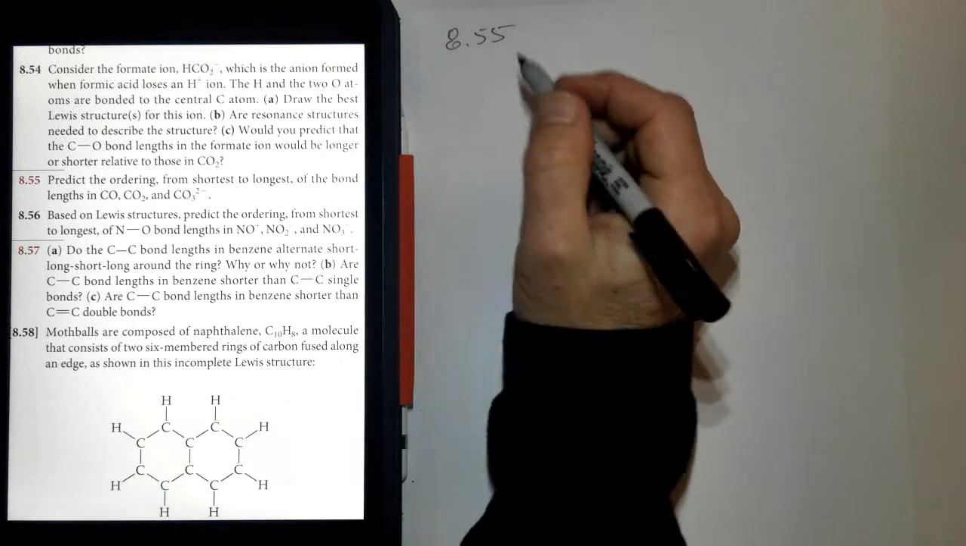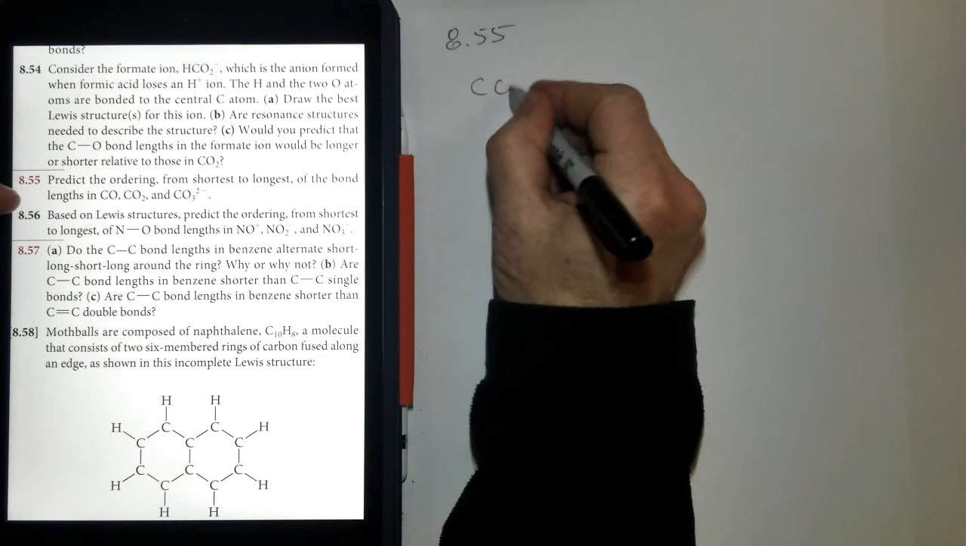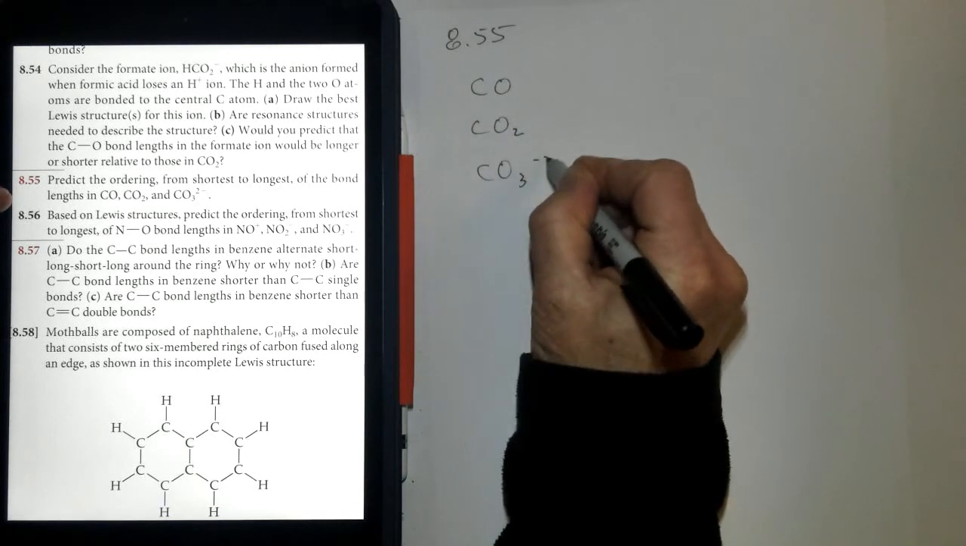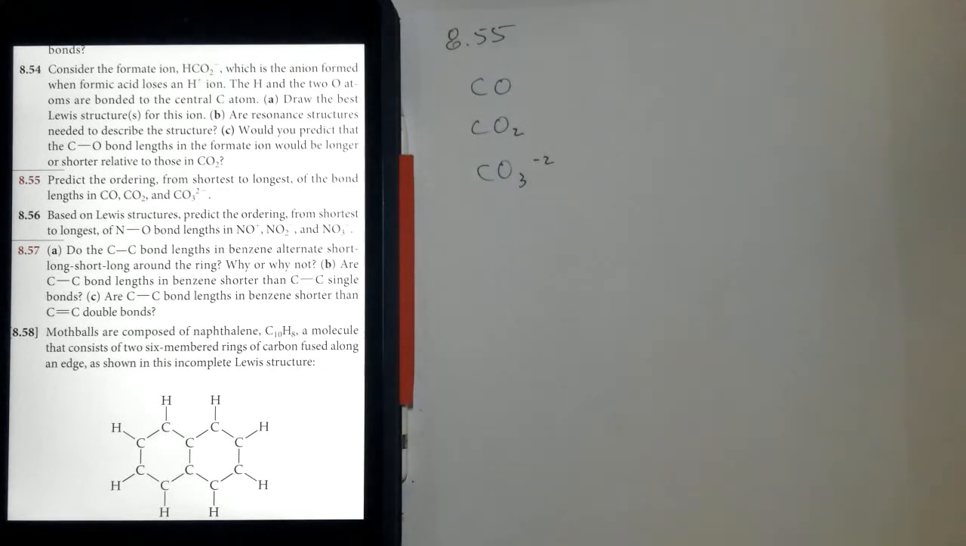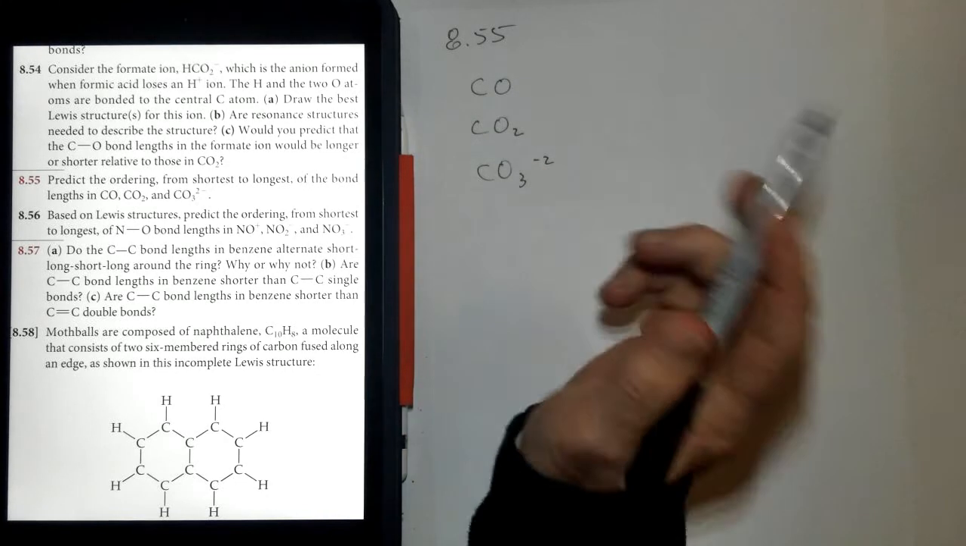So 8.55, predict the ordering from the shortest to the longest of the bond lengths in CO, and then CO2, and then CO3 2-. To do that, you've got to draw the Lewis dot structures for all three of these. And then once we do that, we can look for the bond lengths between C and O in each one of them.